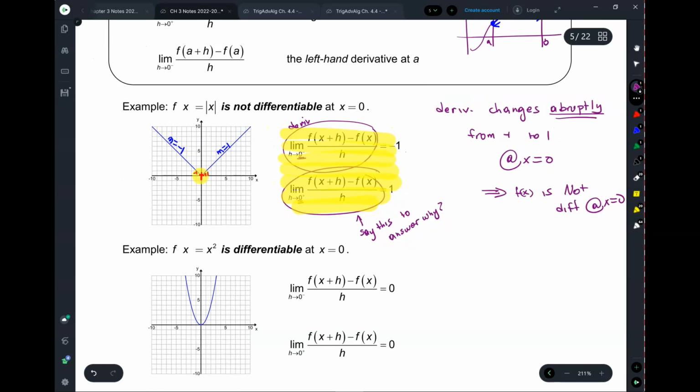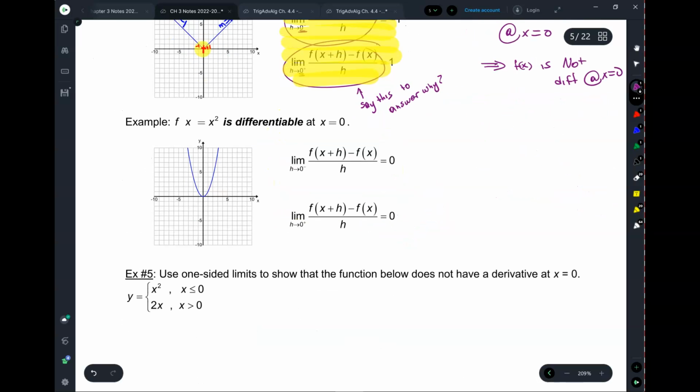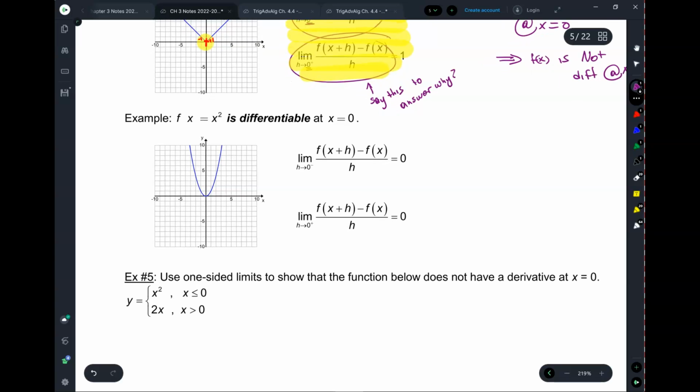Before I take any other questions, I'm going to do the other example, because it's the opposite way. Okay, so take a look here. It says, is this one differentiable at x equals 0? So the question was, is it differentiable? And then somebody answered it and says, yes, this is differentiable at x equals 0. You go to x equals 0.